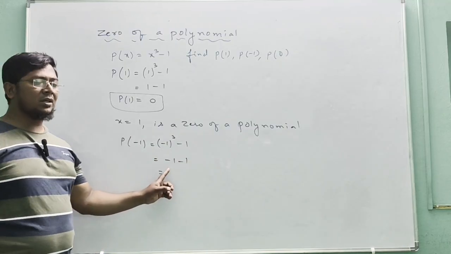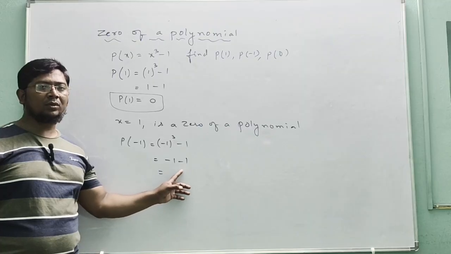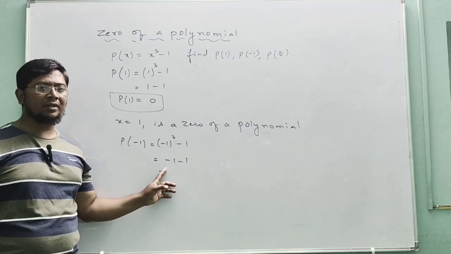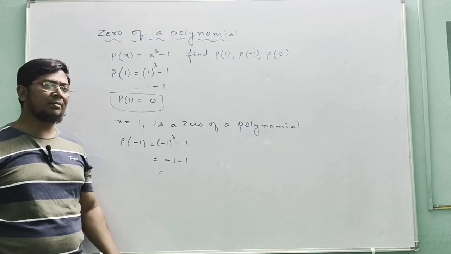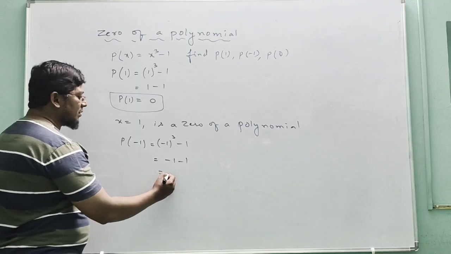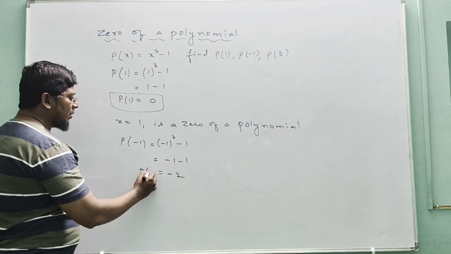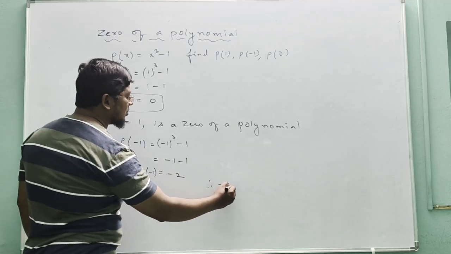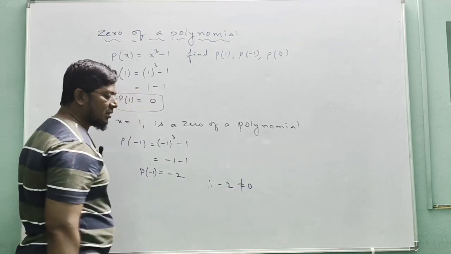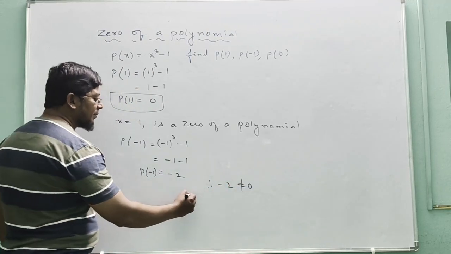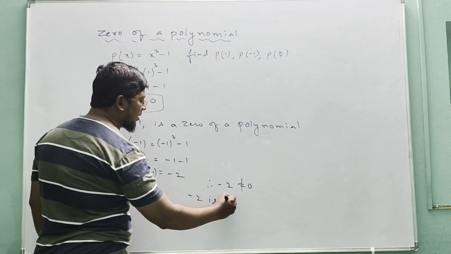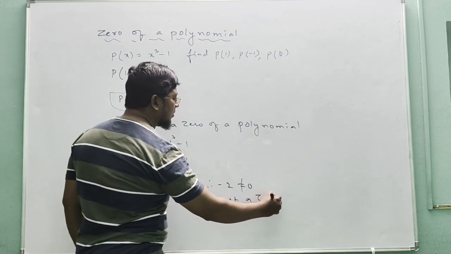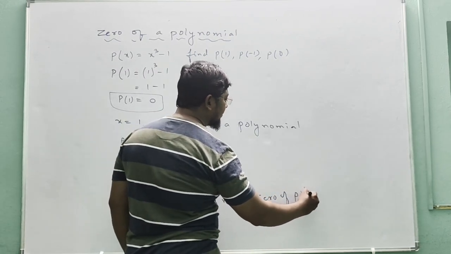The addition rule: what is the addition rule? If two integers have the same sign, meaning minus and minus, we add and keep the minus. Minus 1 and minus 1 make minus 2. So p of minus 1 is equal to minus 2, and minus 2 is not equal to 0. Which means minus 1 is not a zero of the polynomial.